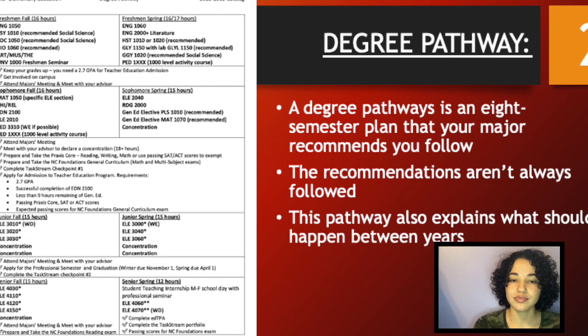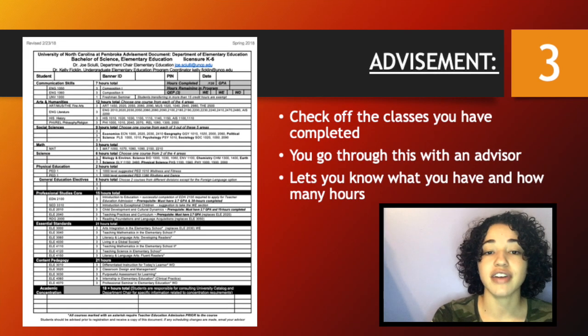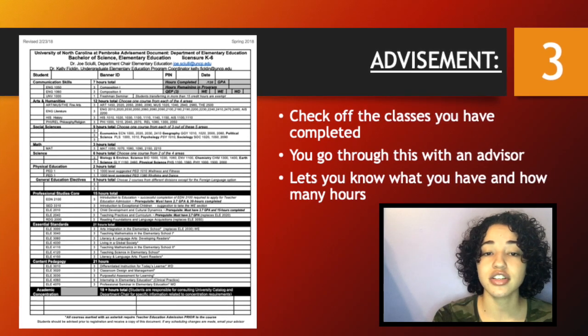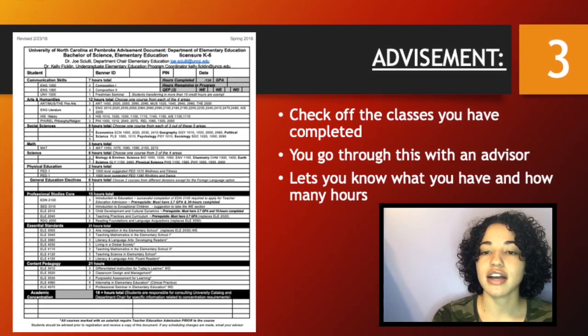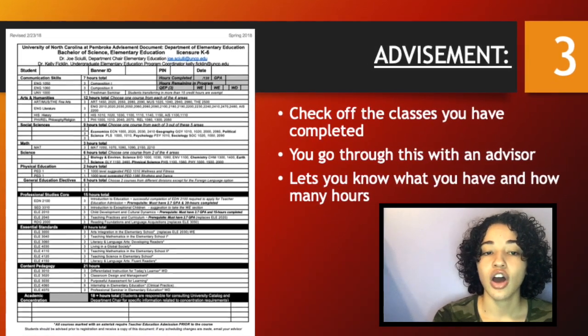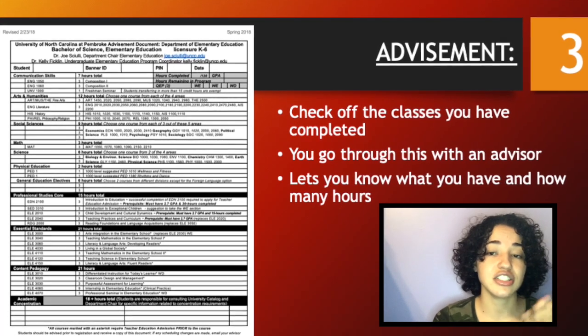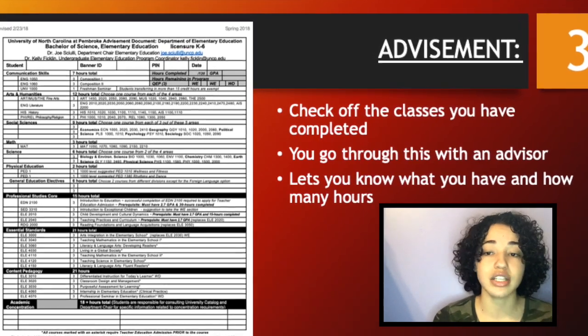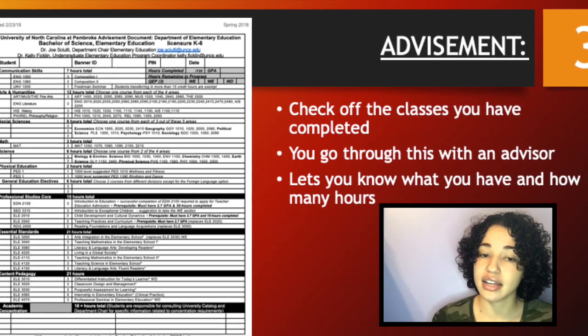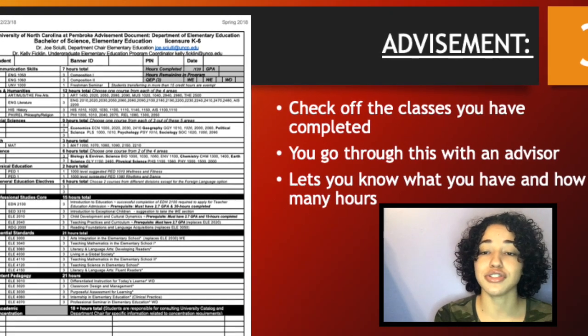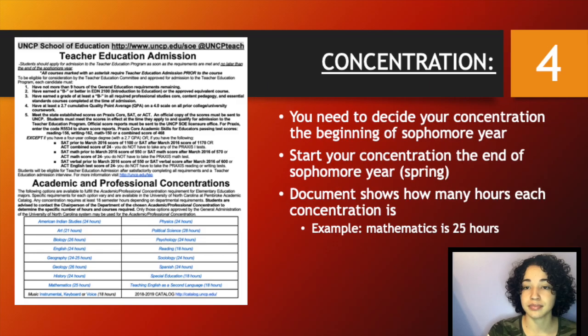The second paperwork is an advisement sheet. You complete this with your advisor, and when you talk to your advisor about it, they should go through and check, oh, she's completed this class, she's done 2 WRs, 1 WD, which is writing rich and writing in the discipline. It lets you know how many hours you have left and how many hours you've taken.